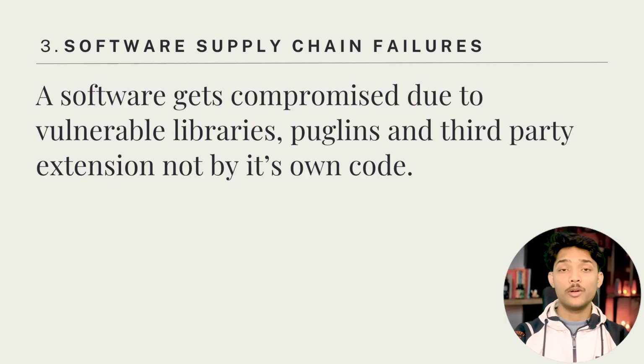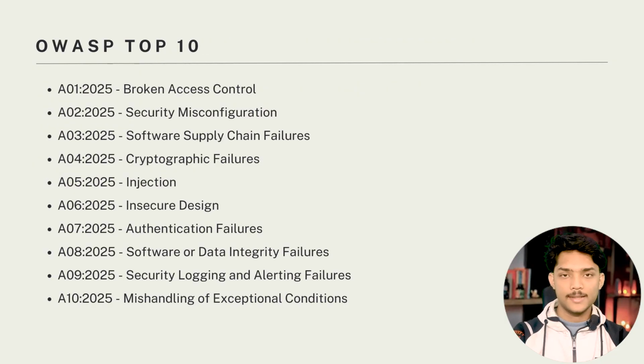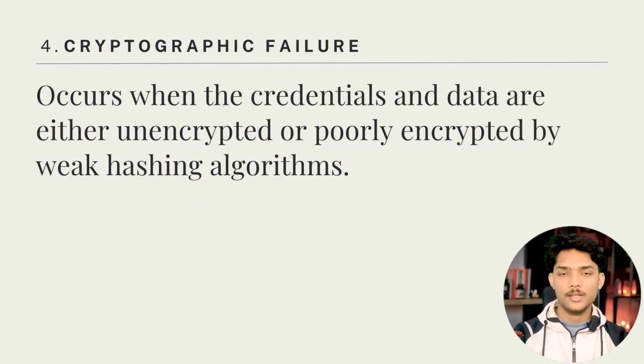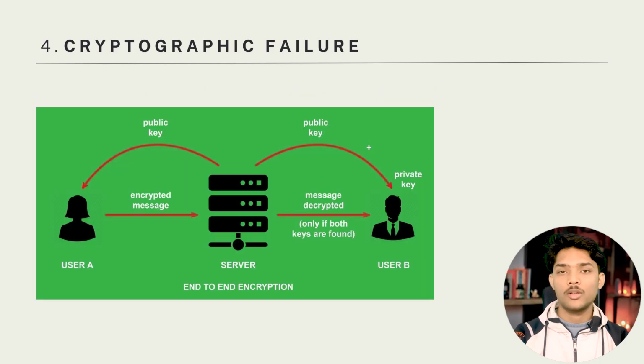Now let's move on to the fourth vulnerability, that is cryptographic failure. What happens in cryptographic failure is your data is poorly encrypted and anyone can decrypt it. For example, when you are chatting with someone on WhatsApp, it says it is end-to-end encrypted.